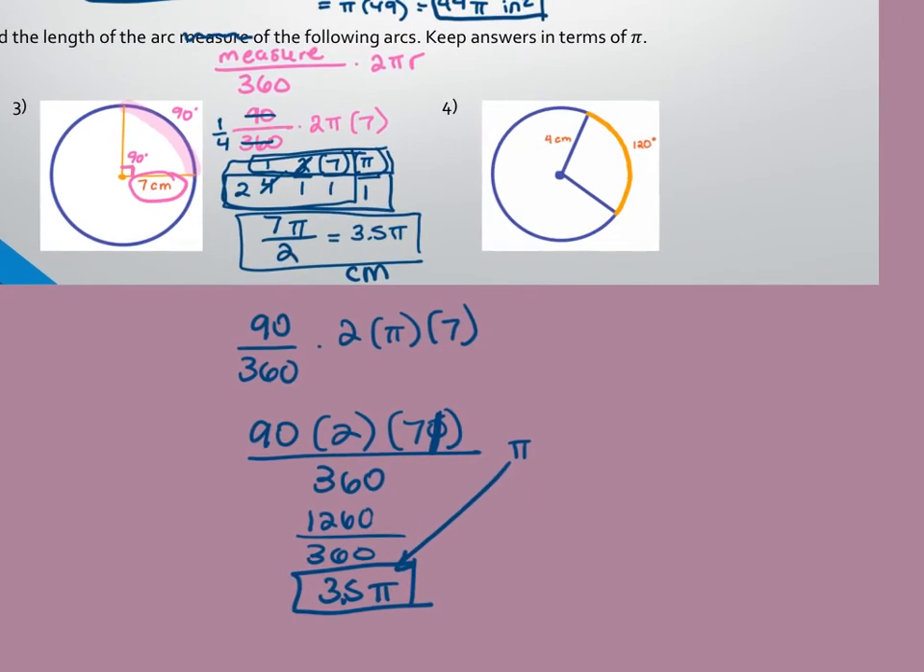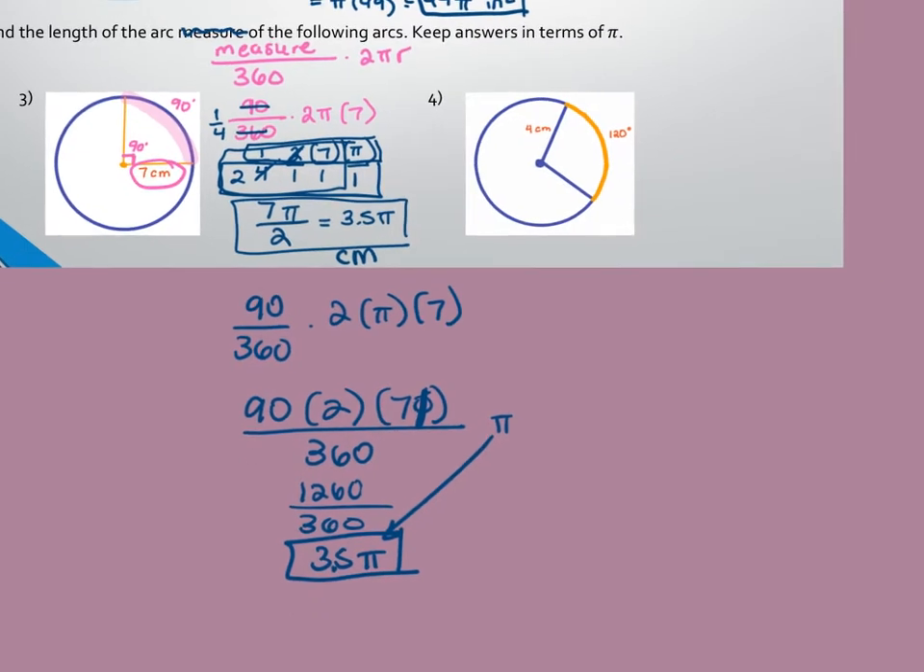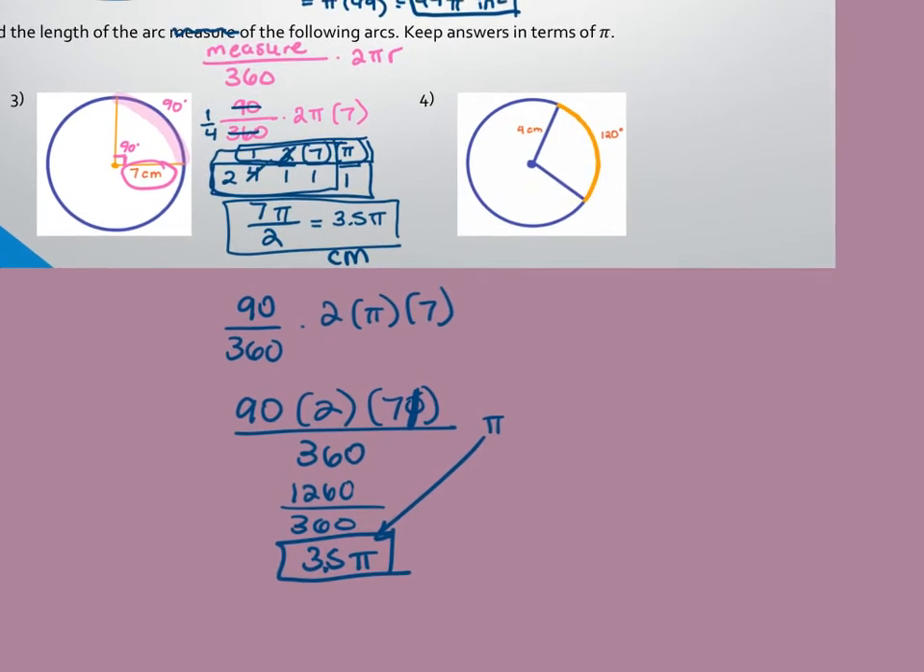So you can, again, use either one. If you're comfortable reducing the fraction, you can reduce the fraction. If you'd rather multiply it out, that's fine too. Questions on that one?